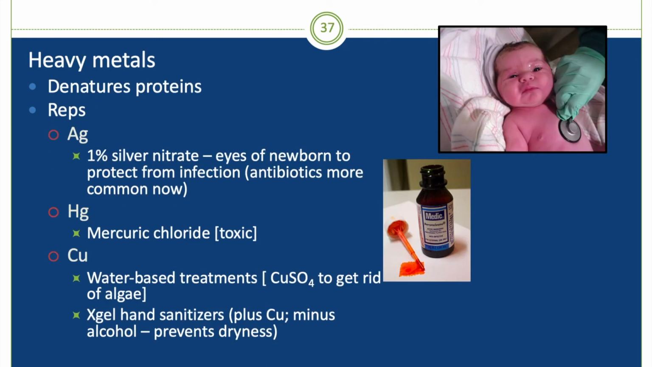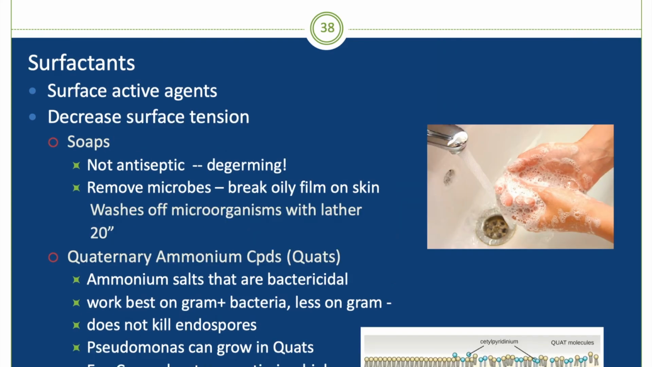Then we have some metals that are also used. Some elements are able to destroy proteins. An example is silver. Silver nitrate for a long time was used as an eye drop for babies to prevent blindness in case they picked up some infection whilst being birthed naturally. But now we've moved on, and antibiotics are used more commonly, and mercury and copper are also used in some of these bacterial control methods.